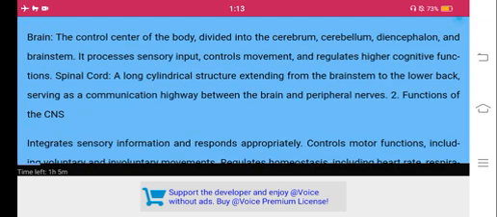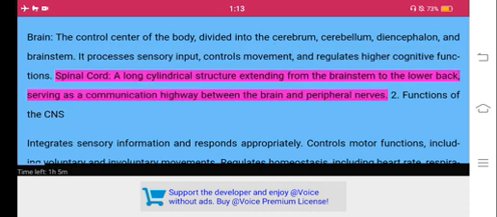Central nervous system, CNS. 1. Structure of the CNS. The CNS is composed of brain, the control center of the body, divided into the cerebrum, cerebellum, diencephalon, and brainstem. It processes sensory input, controls movement, and regulates higher cognitive functions. Spinal cord, a long cylindrical structure extending from the brainstem to the lower back, serving as a communication highway between the brain and peripheral nerves.